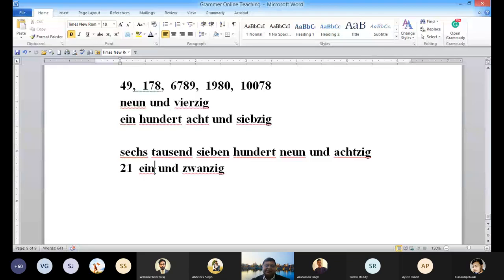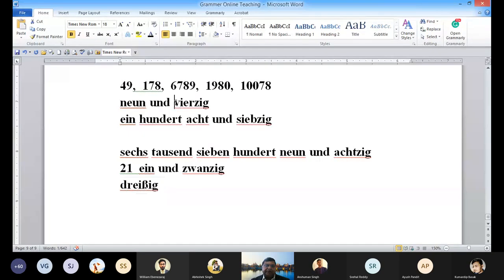Similarly, sechs, S-E-C-H-S, means 6, sieben means 7. But when you are reading the spelling of 16 and 17, you will find some difference. So 16 is sechzehn, S-E-C-H-Z-E-H-N. Similarly, the 17 spelling is siebzehn, the E-N is missing. So siebzehn means 17. And further, the spelling of 30 is also different, D-R-E-I, drei, and then we are putting ssig. This is the special thing.